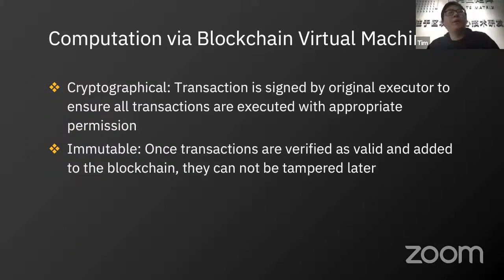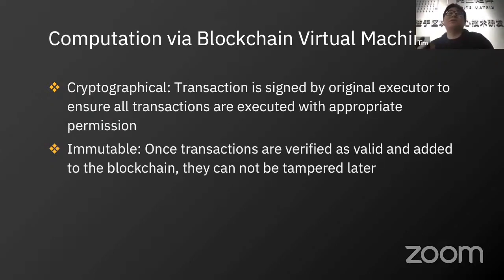Okay, so there are two important attributes of the blockchain virtual machine. The first is that it is cryptographically verifiable. Transactions are signed by the original executor to ensure that all transactions are executed with proper permissions. For example, we always talk about the Alice and Bob example, right? Bob can send digital assets to Alice's account, and Bob will sign this with his own private key, and all the nodes on the blockchain can validate via the public key, but they cannot modify the content, and only Bob can send the digital assets from his own account, right?